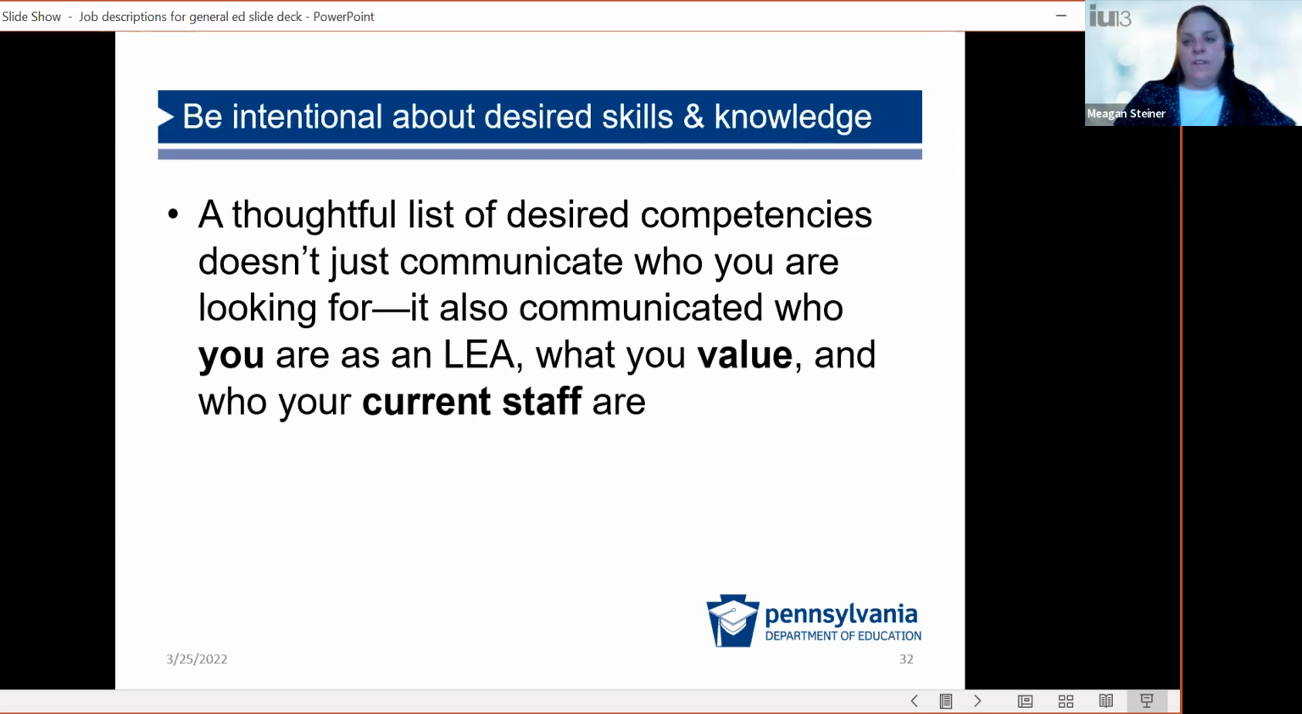This next one we're going to get into a bit more in depth, which is be intentional about desired skills and knowledge. So a thoughtful list of desired competencies doesn't just communicate who you are looking for, it also communicates who you are as an LEA, what you value, and who your current staff are.